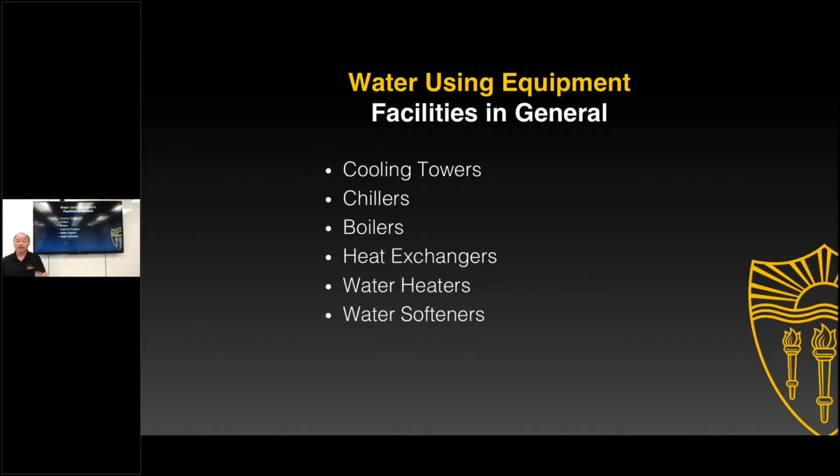So when it comes to some of the water using equipment that you generally will find in some of the bigger industrial, commercial buildings, looking at things like cooling towers, chillers, boilers, heat exchangers, water heaters, water softeners. So we're going to focus on some of the general equipment that you see in there. And like I said, later on, we'll focus on some of the specialized equipment that you may see out there.